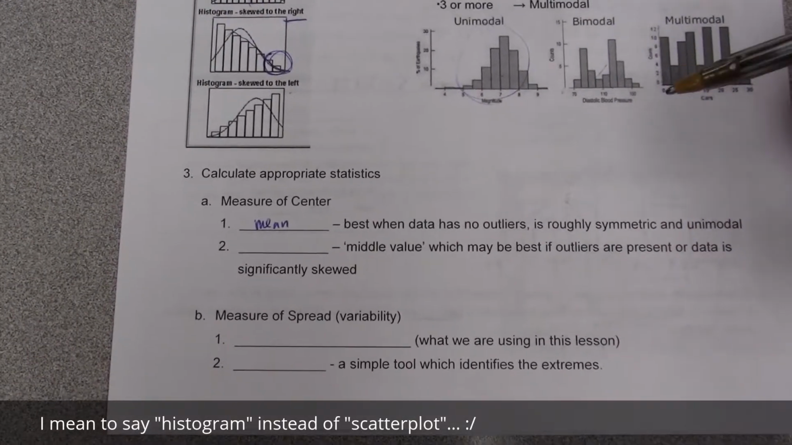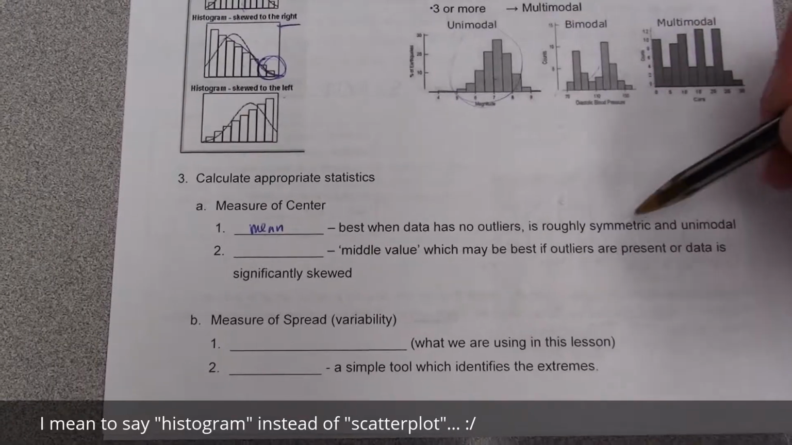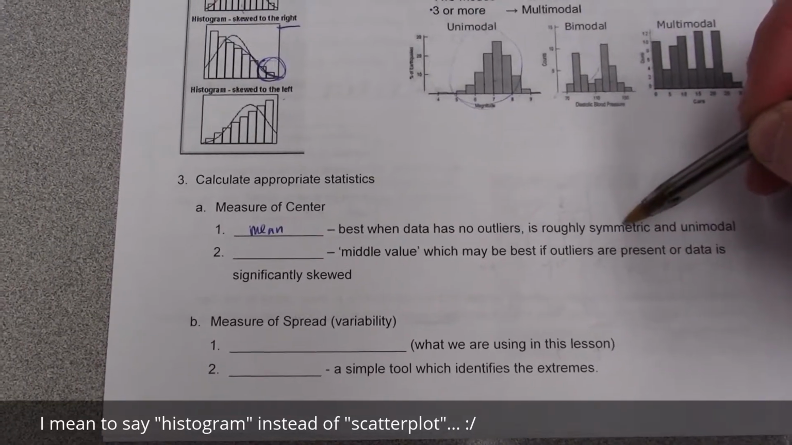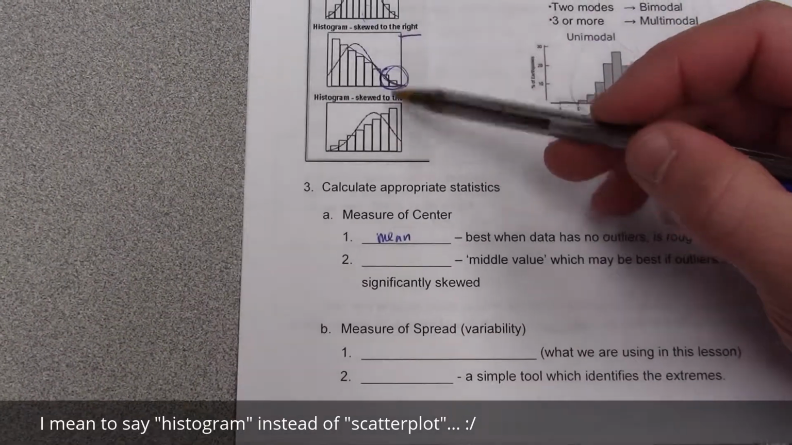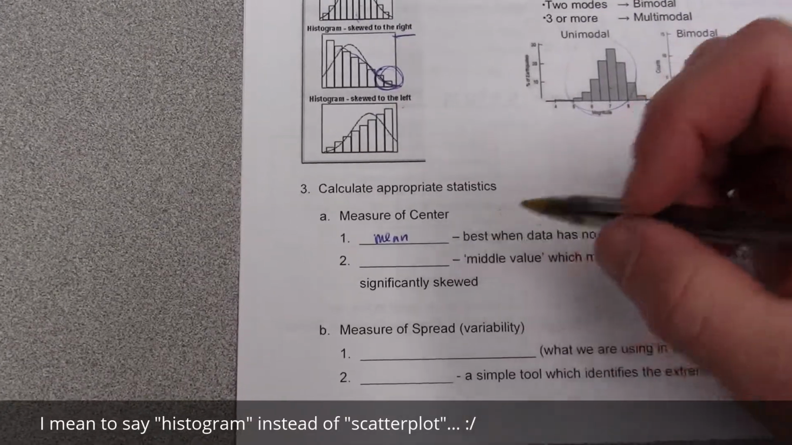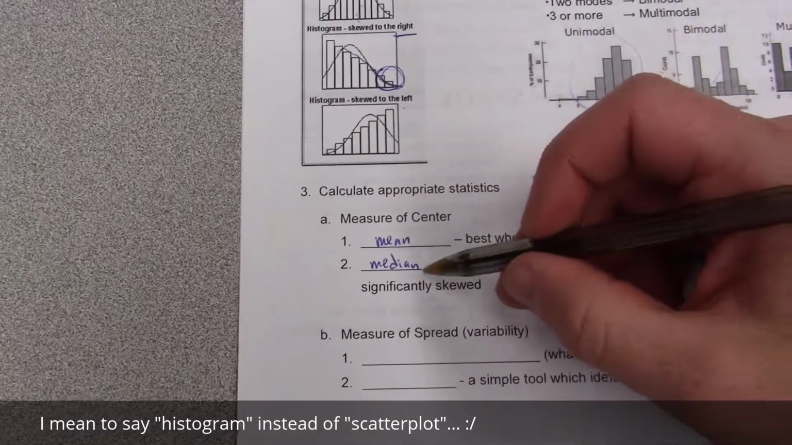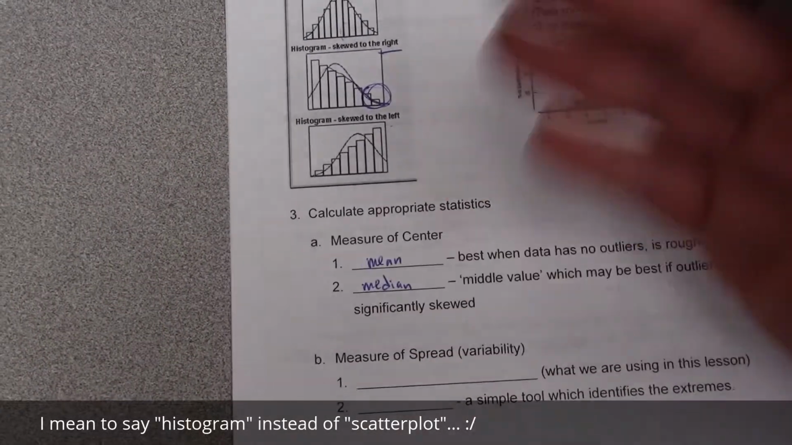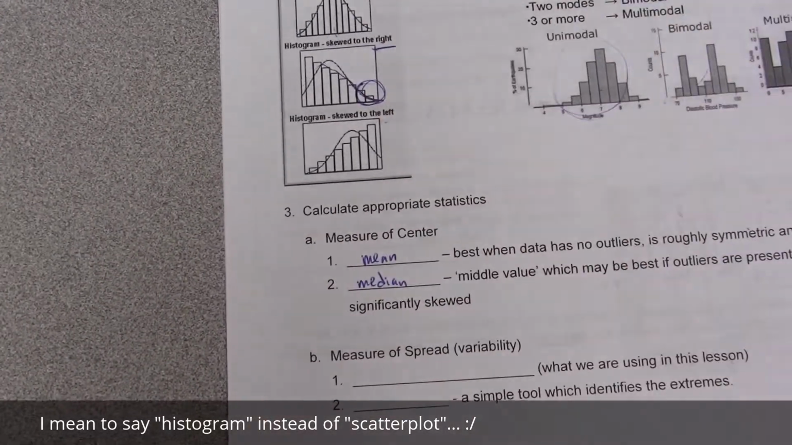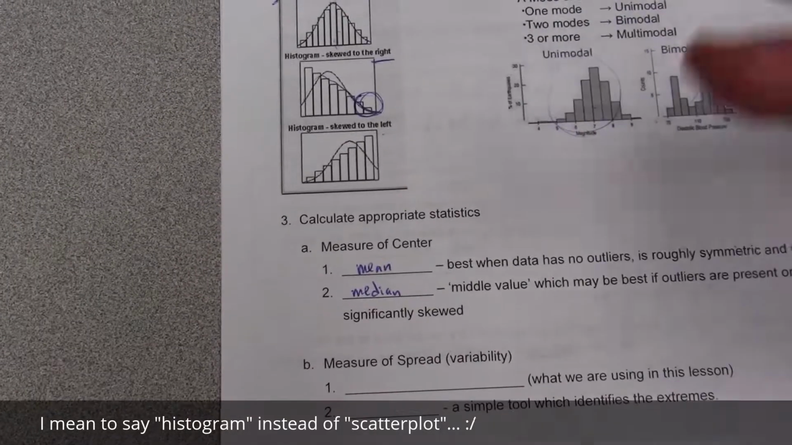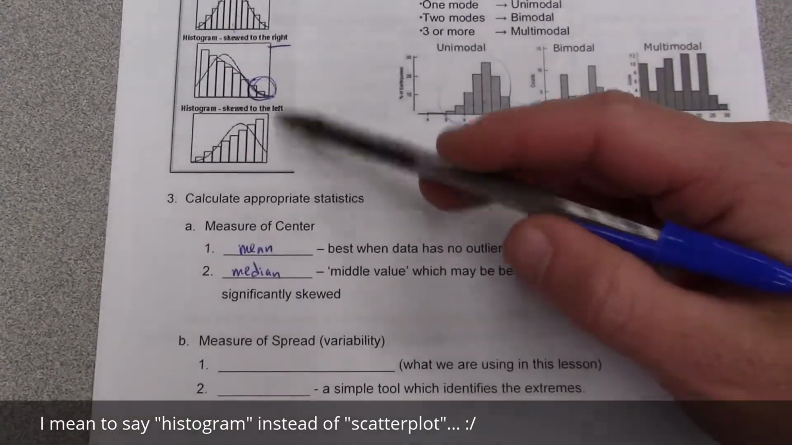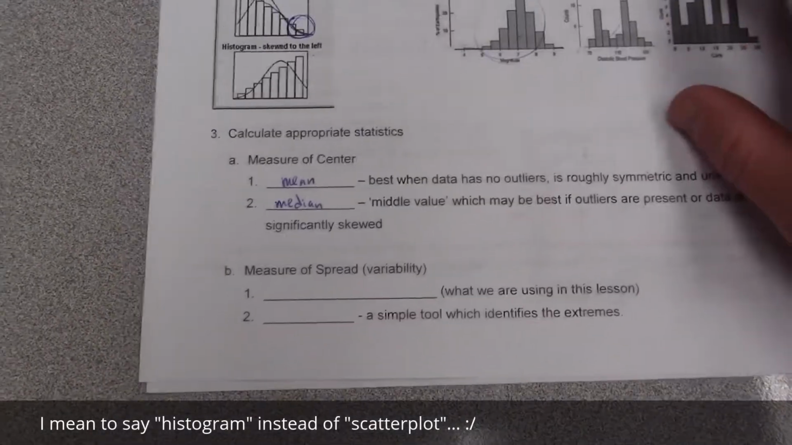So for things that look like this, the measure of center is best calculated by finding the mean. If we do not have a symmetric shape, if we have a skewed shape, it's usually better to find the center by using the median. And the reason for that is that when we calculate the median, we kind of throw out any really small or really big outliers, and it accounts for the skewed nature of the histograms.